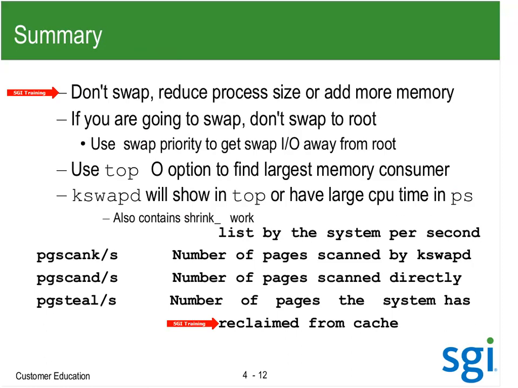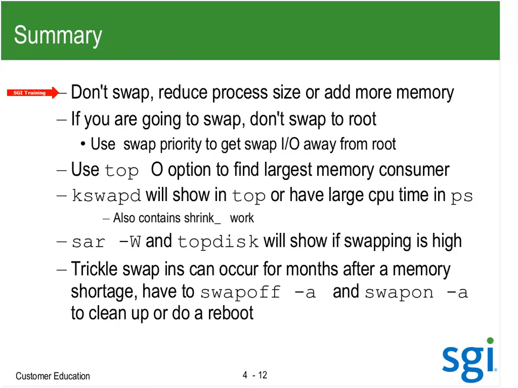So don't swap, reduce your process size, add more memory. If you're going to swap, do it away from root. And I don't mention here, but use CPU sets to control it. There was swap priority we covered yesterday. I used top -b -o today to find those mem hogs. kswapd showed up in top and had a large CPU time with it. And you may see some W-chans that have a shrink to them. And then sar -W and top disk showing the swapping is high. And then we have the trickle swap-ins can occur for months after a memory shortage.